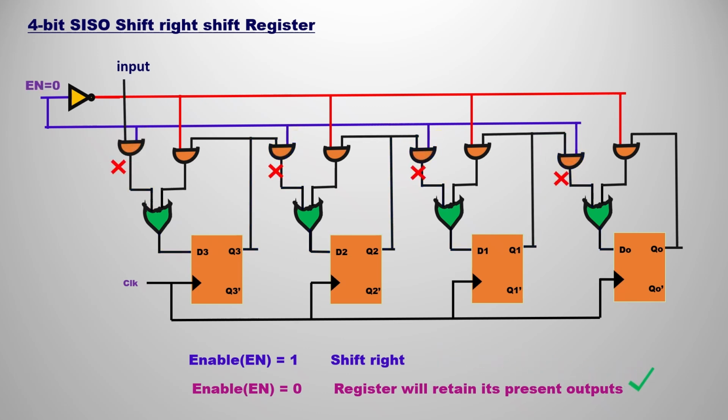In the same fashion, if you observe, when enable is 0, the register will retain its previous outputs. So what is meant by that? If you observe, when enable is 0, the new input is not going into the flip-flop. So that is the reason.